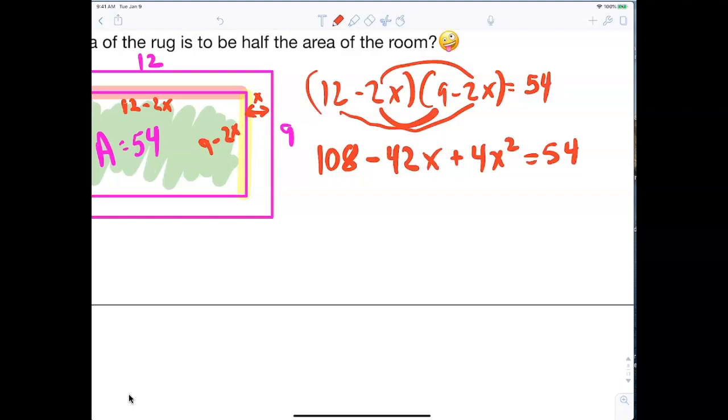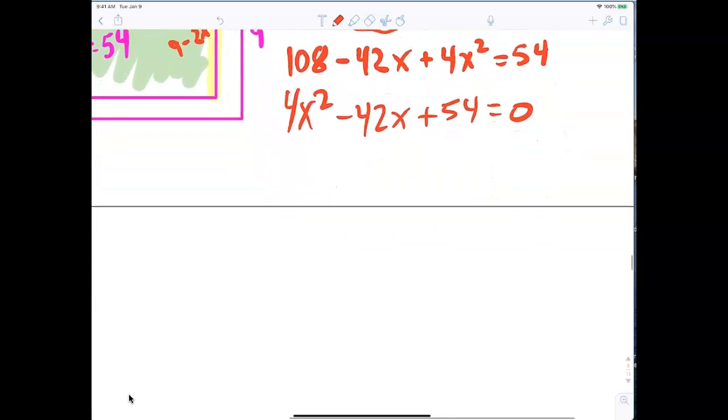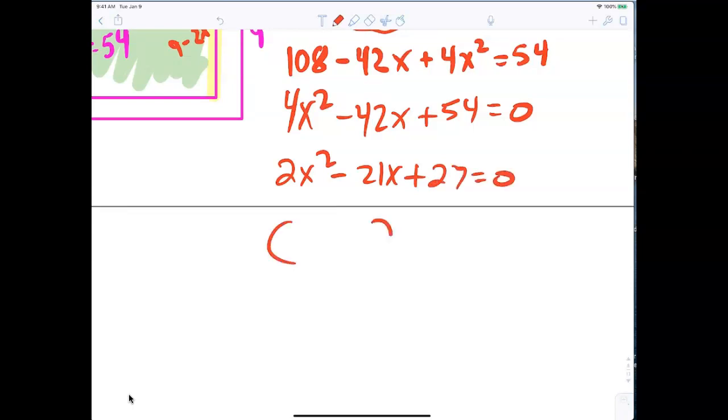So now, set it equal to 0. So I end up with 4x squared minus 42x plus 54 equals 0. Now, those of you guys who made a mistake earlier, you're not going to make a mistake now because we're going to do what first? Divide by 2. So now I have what? 2x squared minus 21x plus 27 equals 0. All right, so now here we go.